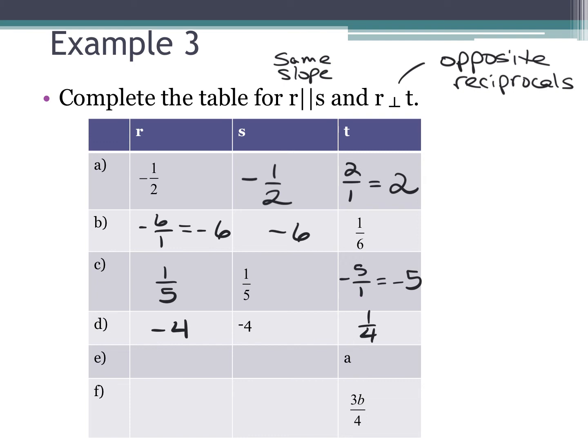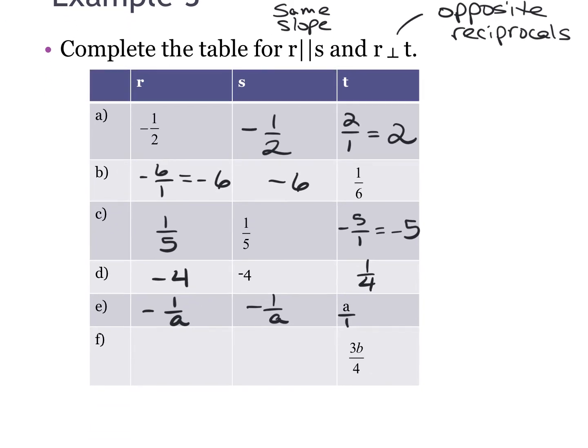And now E, it's a variable, but that's okay. If it's easier for you to see this as A/1, so that way when you flip it to the reciprocal, it's 1/A and then opposite sign. And then R and S are parallel, so same. And then do the same thing for F. Just flip it and make it negative. So 4/3B, and then opposite sign, it's now negative. And then S is parallel to R, so again, exactly the same answer.